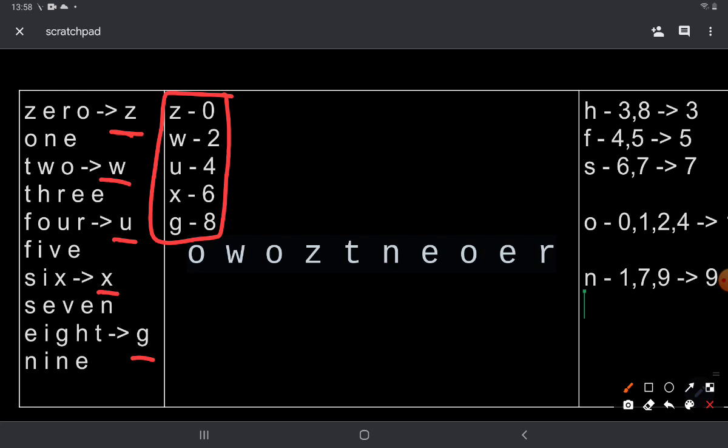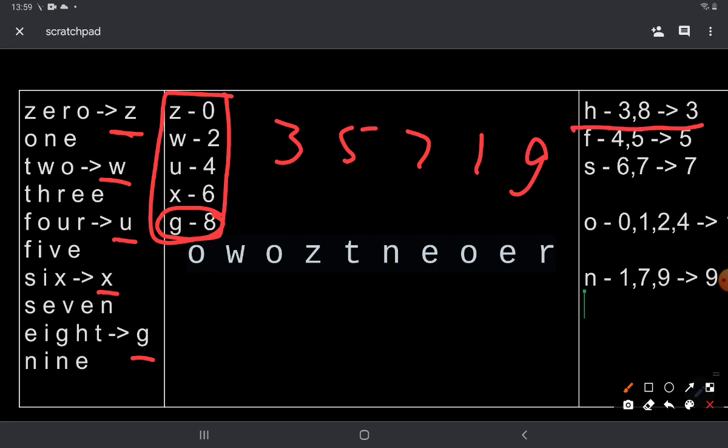Okay, so after we have found a mapping for these characters, what remains? We have 3, 5, 7, 1, 9 still remaining. Now if you look at 3, 3 shares the character H with 8. So 8 and 3 both have H in them, but no other digit has that. But since we have already identified 8 uniquely using G's, now if we see H, we can definitely say that it maps to a 3. So this way we can identify 3.